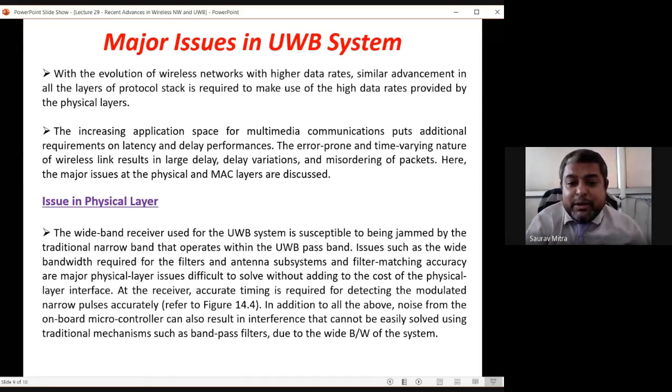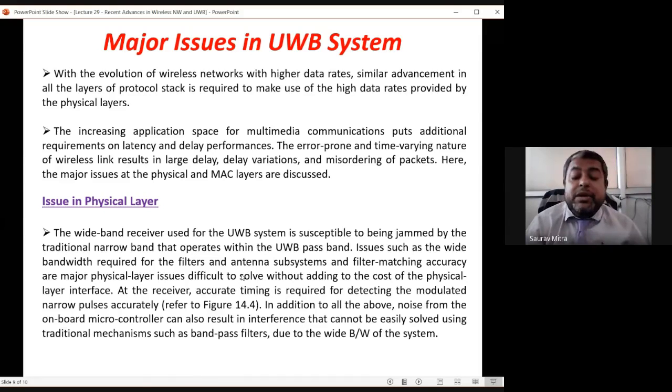So that can be the problem that cannot be easily solved using traditional mechanisms such as a bandpass filter, due to the wide bandwidth of the system, because the bandwidth of ultra wideband is quite high. Even if some noise frequency is created, it will fall in the bandwidth of the UWB. So extracting the signal energy from the noise energy in the case of UWB will be very difficult. So these are the issues in the physical layer. The first issue is jamming of a narrowband network.